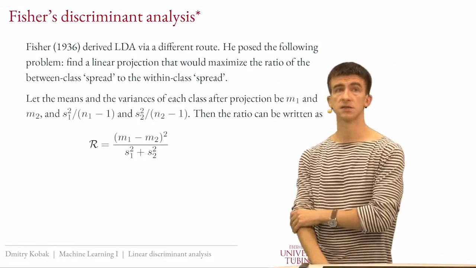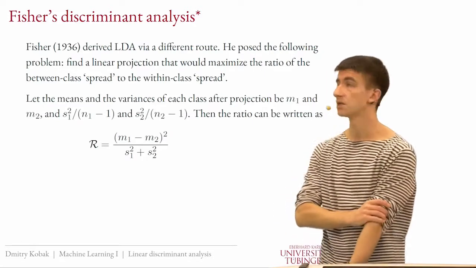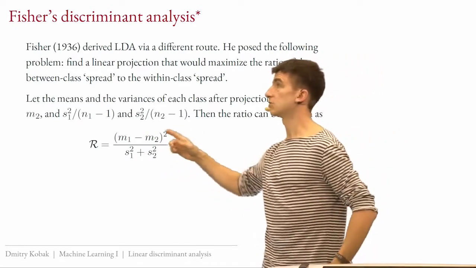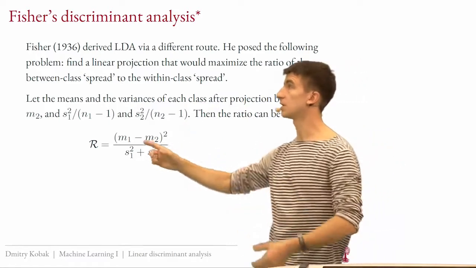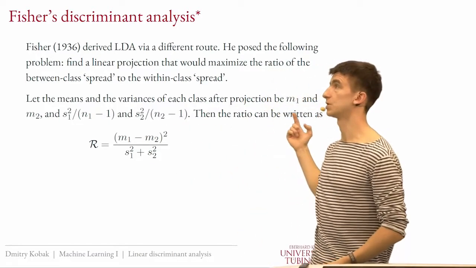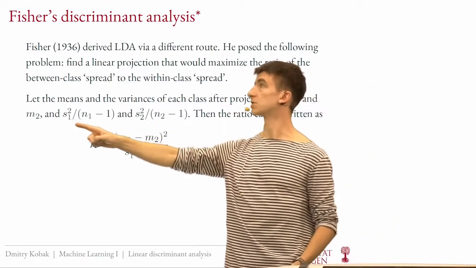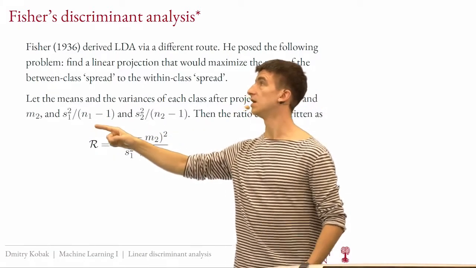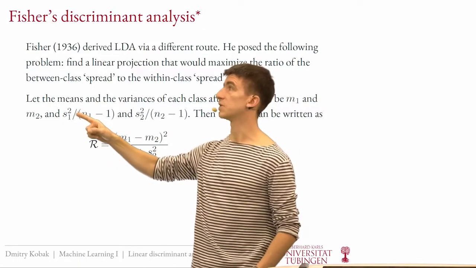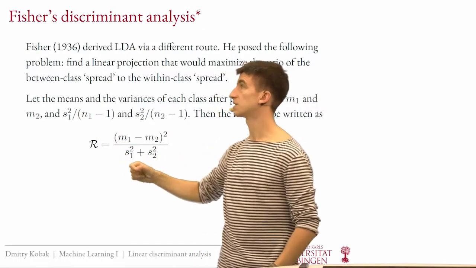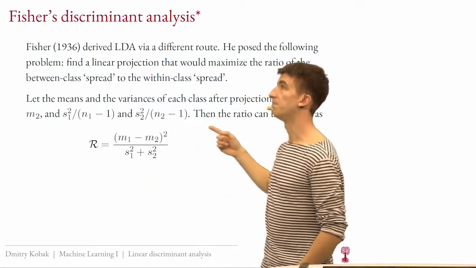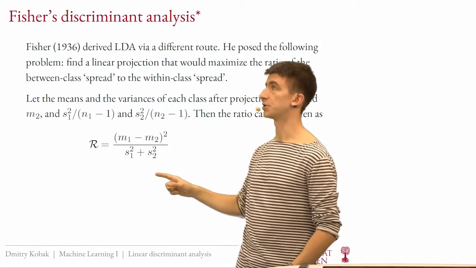So here's one way to define that. You imagine that you projected everything to one dimension and now you just have one-dimensional quantities instead of vectors. So you have the mean of class one, the mean of class two, and you have some variance over here. I will denote S as just the sum of square deviations divided by the sample size. And the same here. And then here's Fisher's ratio.